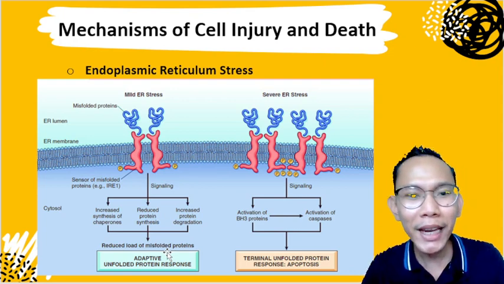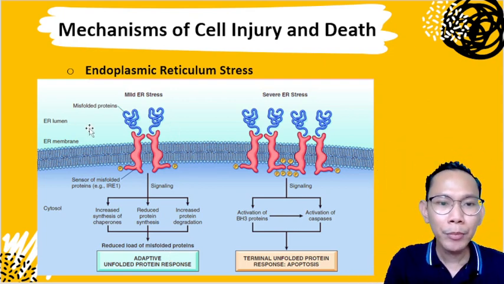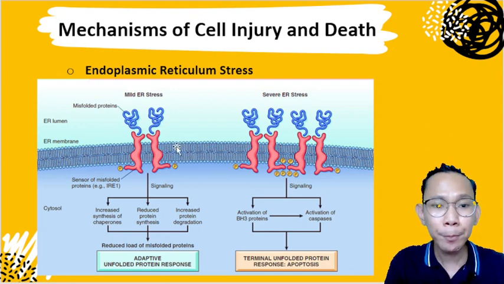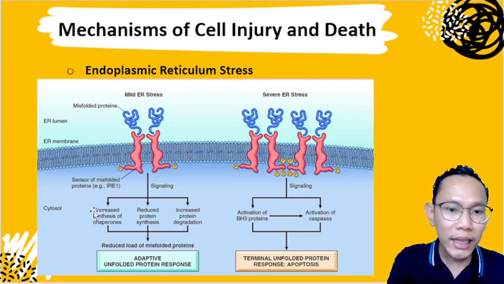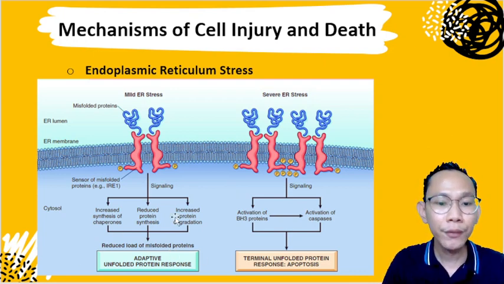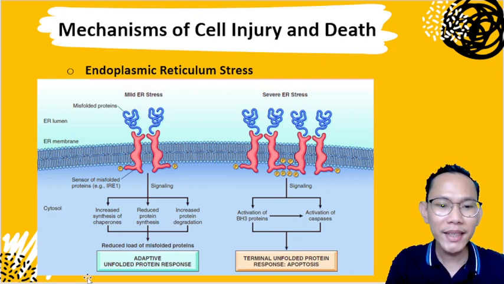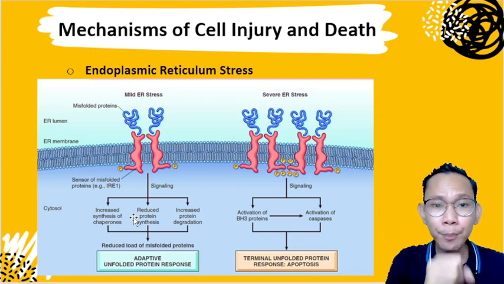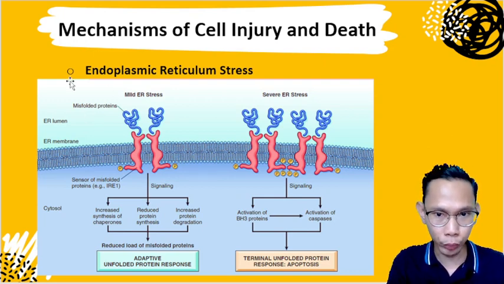So again, ano nangyayari pag mild ER stress? Simple lang. Your misfolded proteins will just attach to your sensor of your misfolded protein. Then it will send signal to increase your chaperone, reduce your protein synthesis, increase protein degradation. Ang net effect nito is to reduce the load of misfolded proteins. Ito yung tinatawag natin na adaptive unfolded protein response. Again, this is now your adaptive unfolded protein response. So the body is able to cope with the presence of your misfolded proteins.